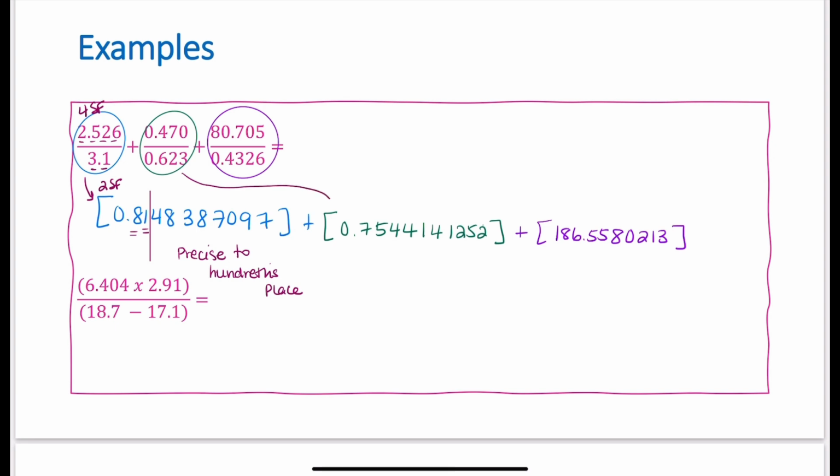When I look at my second calculation, 0.470, trailing zeros after that decimal place are significant. So this has 3 sig figs to it. And the denominator, 0.623, also has 3 sig figs. So here, 1, 2, 3, this is precise to the thousandths place.